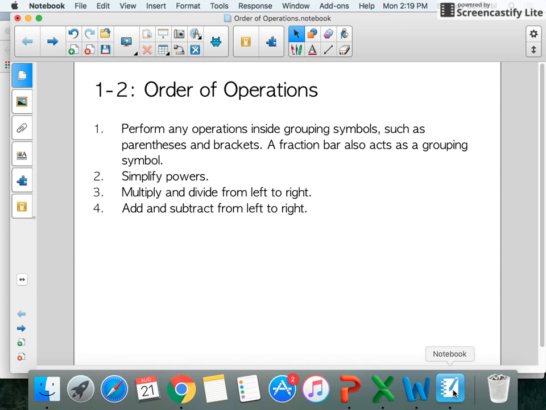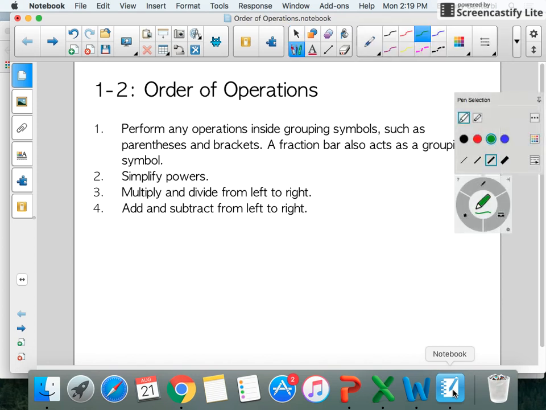Our next section is order of operations. So the whole point of this is to perform any operation inside grouping symbols such as parentheses and brackets. A fraction bar also acts as a grouping symbol. You've got to simplify the powers, multiply and divide from left to right, and add and subtract from left to right. So we always do it in that order.